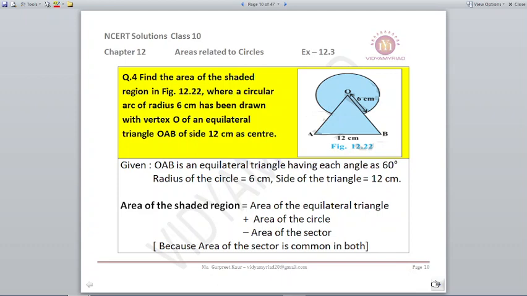So what we are going to do is, we will find out the area of the equilateral triangle, and we will find out the area of this circle. From the both, we need to subtract the area of this sector which is common in both. So we cannot add it two times, we need to subtract that. According to the information, it is an equilateral triangle, so the angle formed is 60 degrees. We will be using that. Radius of the circle is 6 centimeters and side of the triangle is given to us as 12 centimeters.